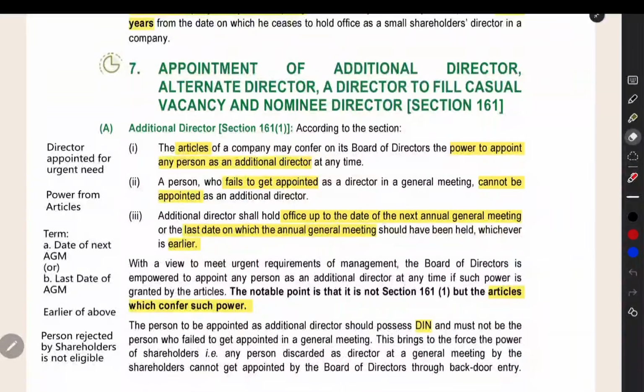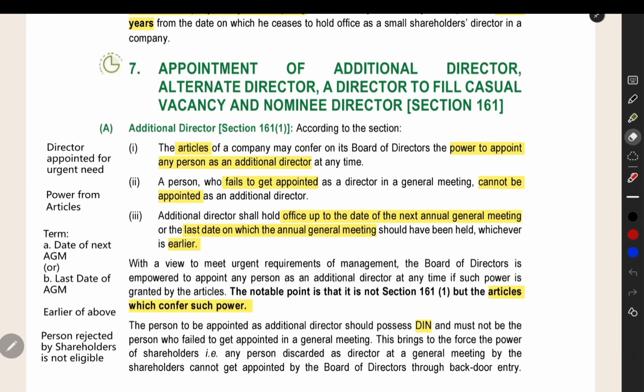Next, we are going to see some special kinds of directors: additional director, alternate director, director for casual vacancy filling, and the nominee director. These directors will not be appointed by the shareholders in the general meeting. Sometimes the board of directors will appoint, sometimes some other financial institution will appoint. We will see that in detail.